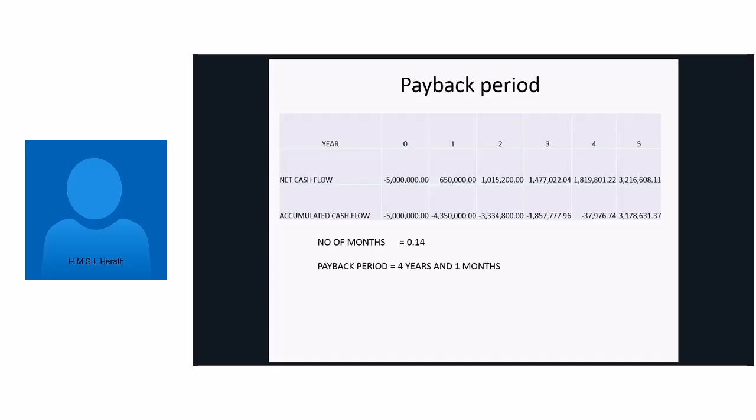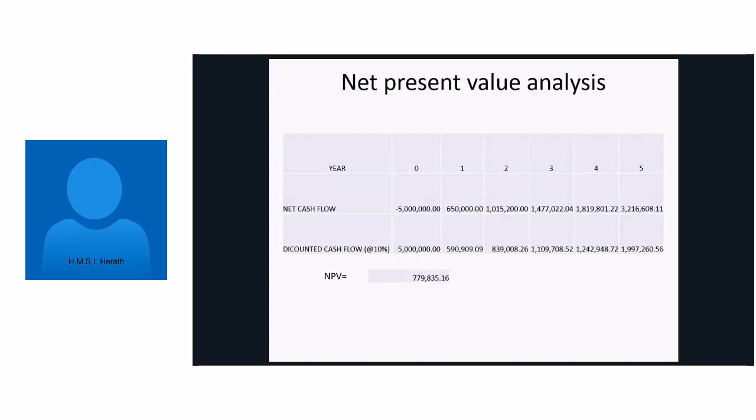I got a payback period of 4 years and 1 month. That means I can recover the initial investment before the end of the 5th year. And the NPV calculation is there. Finally I got a positive NPV value of 779,835. It's good because it's a positive value.